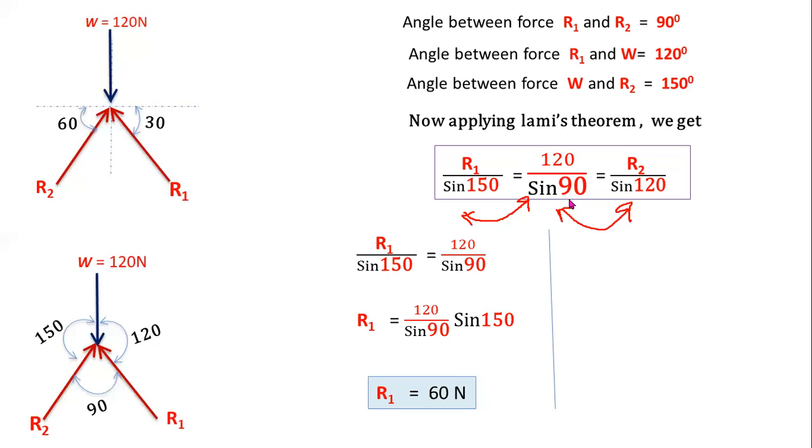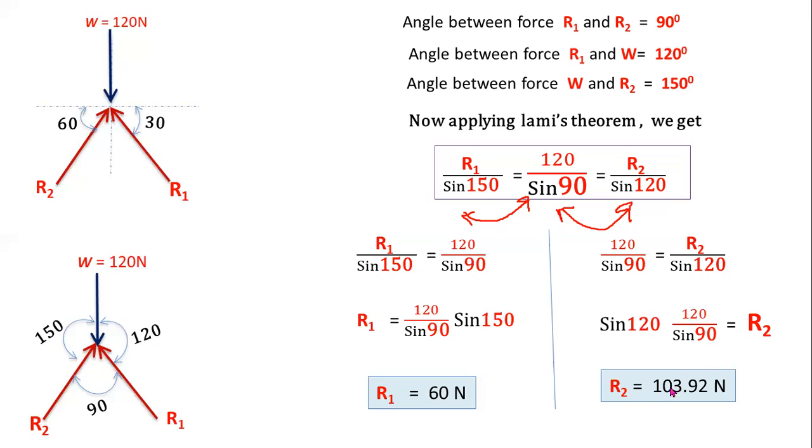In a similar way, you have to consider these two terms as they are. Now you have to apply cross multiplication. The value of reaction force R2 equals sine 120 into 120 divided by sine 90 degrees. From this equation, the value of reaction force R2 equals 103.92 newtons. Okay, this is the answer for this problem.